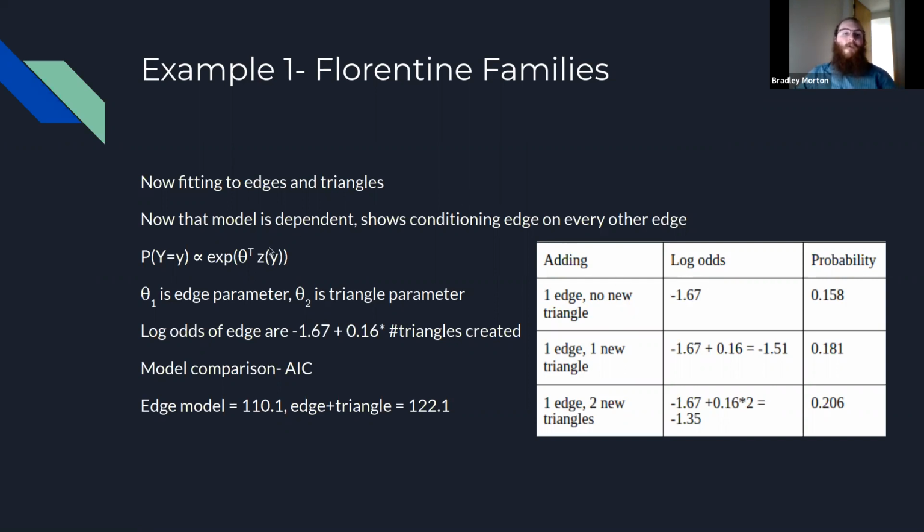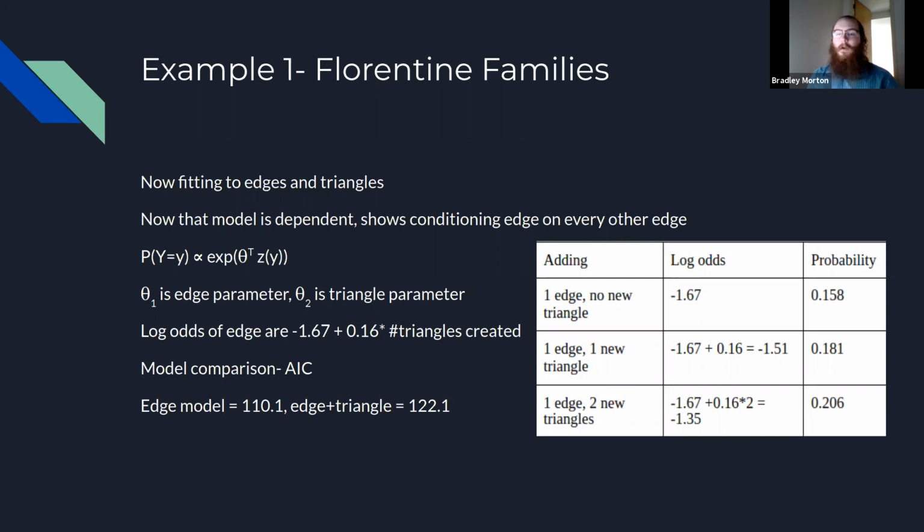And so if we go back to our model, theta consists of two components, theta 1, which is our edge parameter, and theta 2, which is our triangle parameter. And z of y will be the number of edges and then the number of triangles. And so we get the log odds of an edge occurring are negative 1.67 plus 0.16 times the number of triangles created. Now that we have edge dependencies, we can no longer consider edges independent.